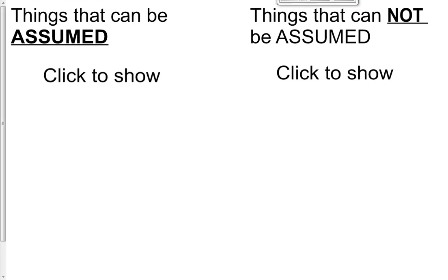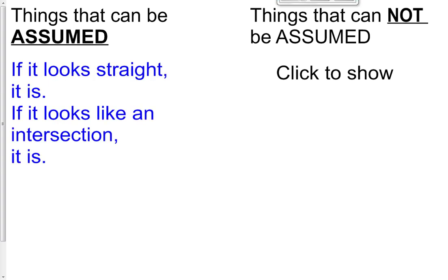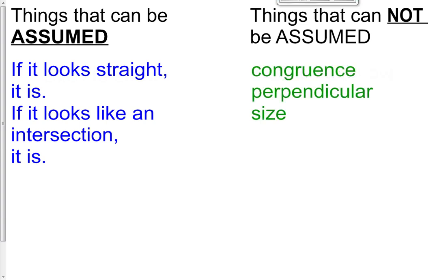We cannot assume. Things that we can assume are these things. If it looks straight, it is straight. So you don't need to take out a straight edge and measure if something is straight or not. If it looks like it's straight, we can assume that it is straight. If it looks like two lines intersect, then they do intersect. That's another thing that does not need to be proven. You can just assume that. You cannot assume these things on the right side, though. You have to prove those.